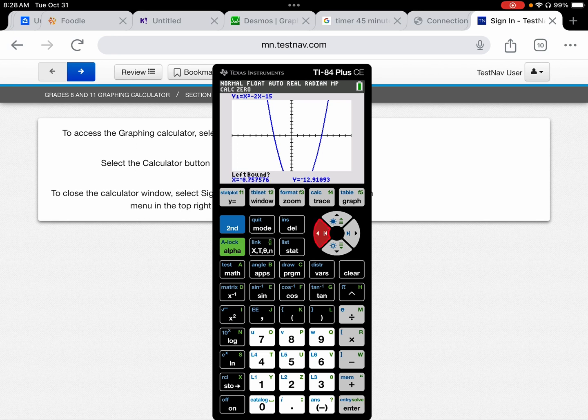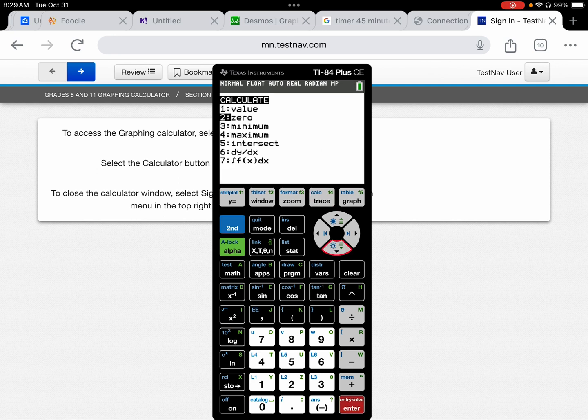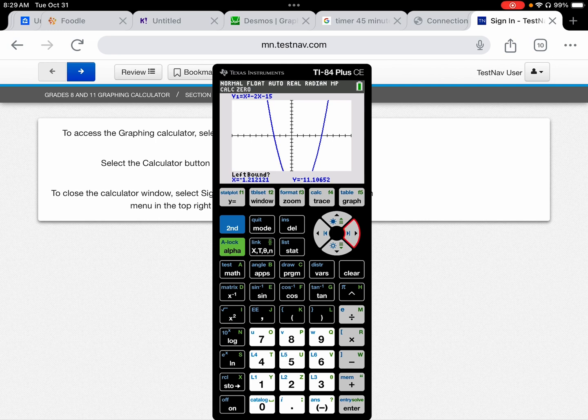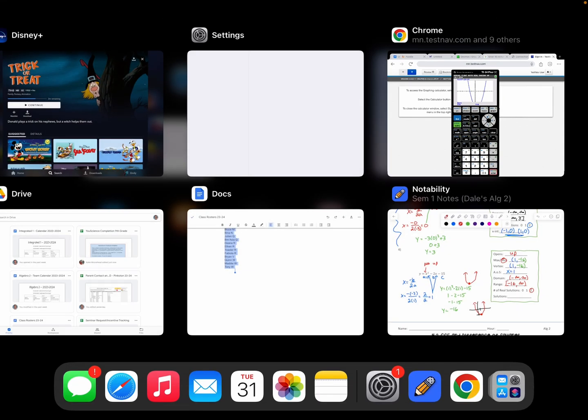For the left bound, I'm just going to move my cursor until I see it. I'm going to the left of that zero, hitting enter. Then I'm going to the right of that x-intercept, hitting enter, and then we're guessing. So that one happens at (-3, 0). Then we're going to do second trace again, go to zero. Now I've got to get to the left of the other one. Okay, there we go. Hit enter, go to the right of it, hit enter one more time. So our x-intercepts are at -3 and at 5.